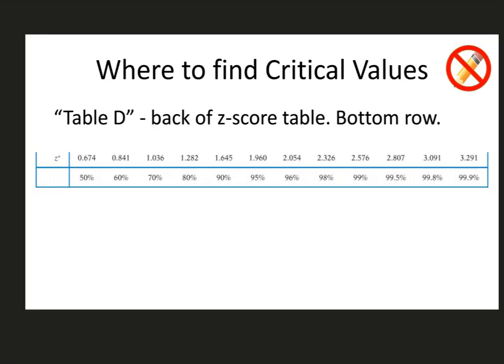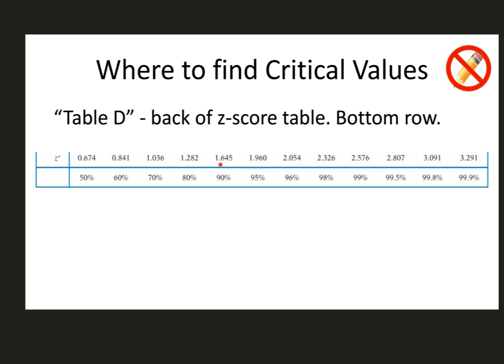So you aren't going to need to know how to do that by hand. However, it's always a good idea to know where these numbers are coming from. You can find the critical values for z-stars on table D, which is your t-table, which we're going to learn how to use later in this unit. It's on the back of the z-score table that I gave you, and if you look at the bottom row, it has our z-star values. These are z-star values for some common confidence levels. So for instance, for a 95% confidence interval, we would use plus or minus 1.96.